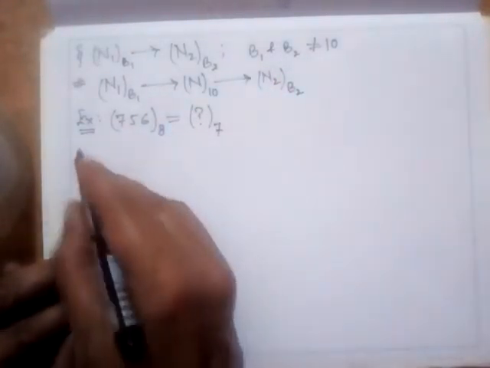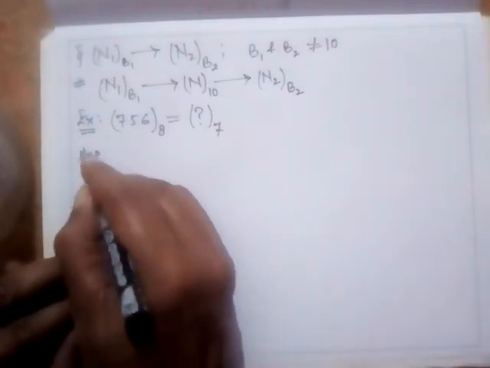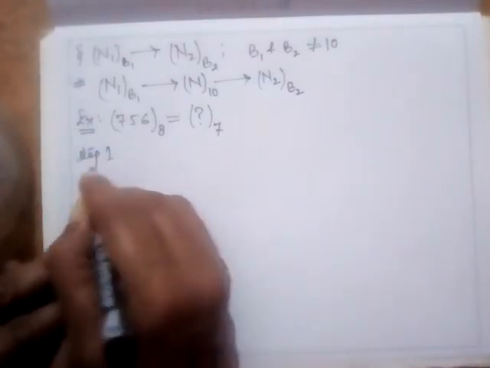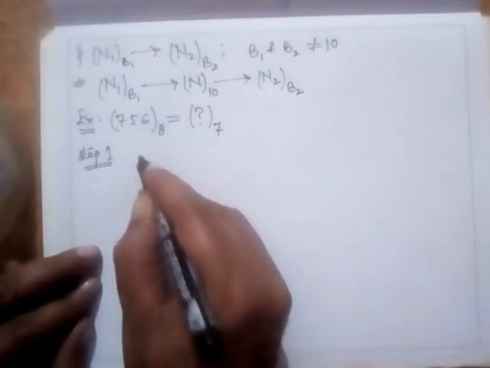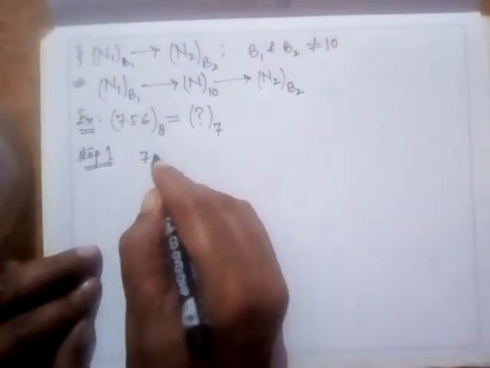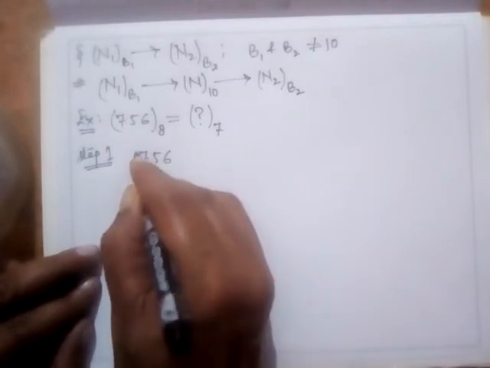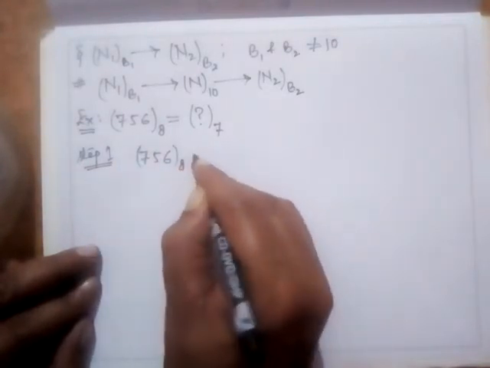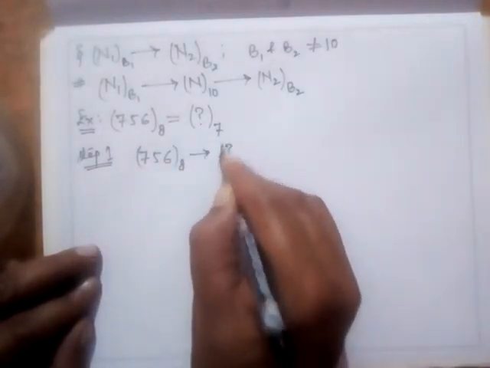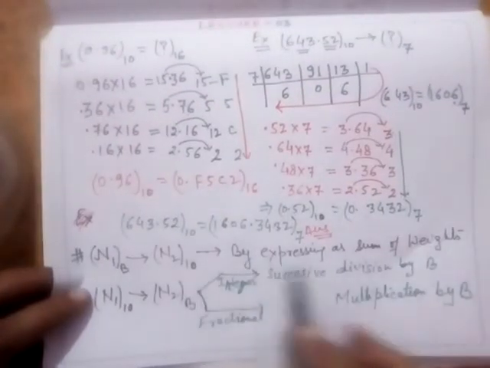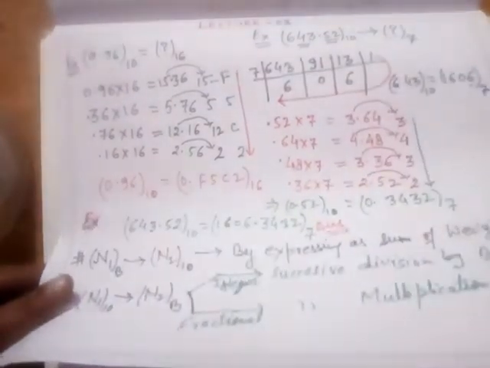So this is step 1. I convert 756 base 8 into base 10. How to convert any base b into base 10 is by expressing it as a sum of its weights, so I'll express this as a sum of its weights.